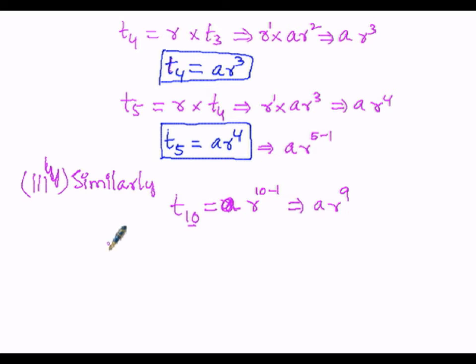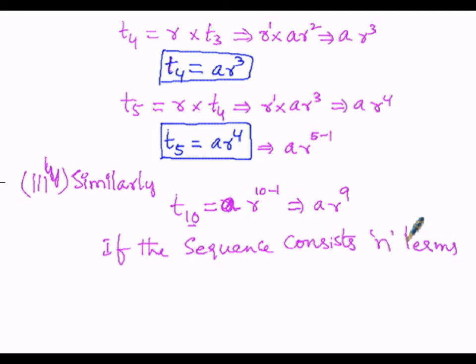So here, if the sequence consists of n terms, then the nth term can be obtained by a r to the power of, and here you have to subtract 1 from the order, which is n, so n minus 1. In this manner we will be getting the nth term as a r to the power of n minus 1.